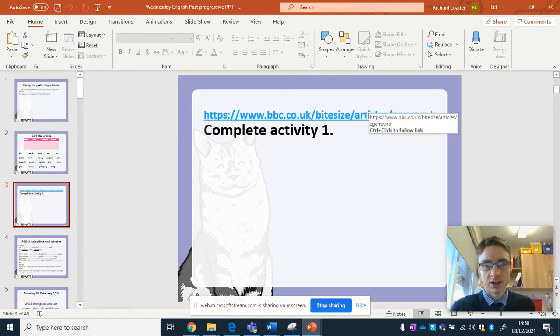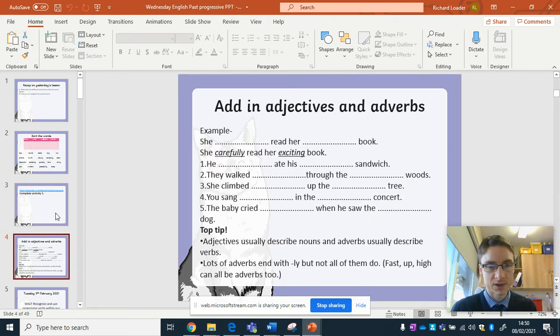Now, here's some more practice for you. You might want to go to this activity and complete it. It's just carrying on with nouns, verbs, adjectives and adverbs. Okay, and here you go. Here's an activity. Add in the adjectives and adverbs.